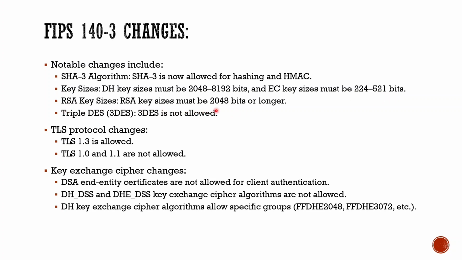The RSA key sizes must be of 2048 bits or longer. The rest keys are no longer allowed. Triple DES has been removed in FIPS 140-3. There are also changes in the TLS protocol, like older versions of TLS are not allowed. The key exchange and cipher changes are also mentioned here. For the DSA algorithm, the end entity certificates are not allowed for client authentication, and a few of these algorithms for key exchange are no longer allowed.